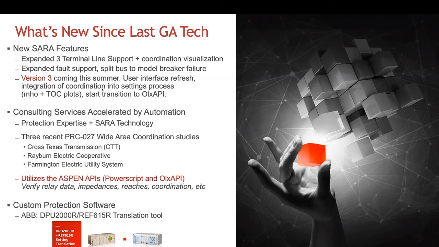We're also expanding consulting services that are accelerated by automation, again taking our protection expertise and our Sarah technology. We've had 3 recent PRC 27 wide area coordination studies. We've done one for CTT and Rayburn Electric here in Texas. We finished those late last year, and we're currently doing one for Farmington Electric. The Farmington one is interesting. We're helping them not only do the wide area coordination study, but also establish the requirement 1 process.